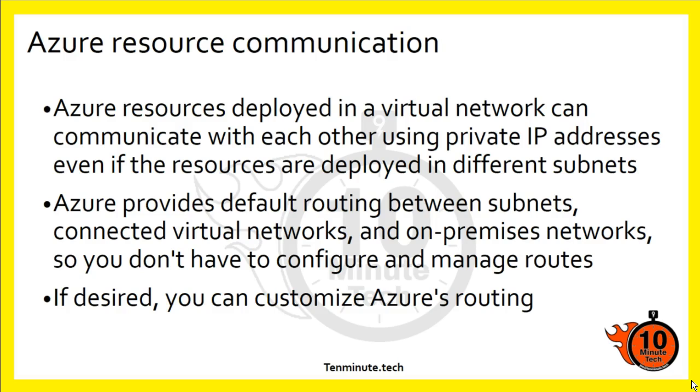Azure Resource Communication. Azure resources deployed in a virtual network can communicate with each other using private IP addresses, even if those resources are deployed in separate subnets. This is a big thing, right? Azure provides default routing between subnets connected to virtual networks and on-premise networks, so you don't have to do any configuration of any routing or anything like that. You can customize Azure's routing if you want, but it's pretty cool that it just works straight out of the box.